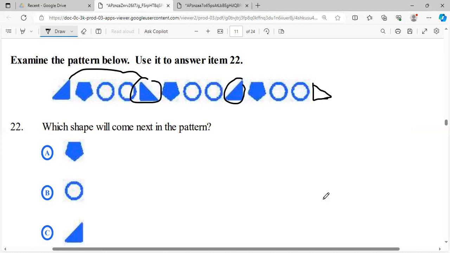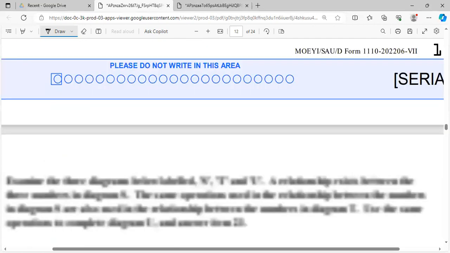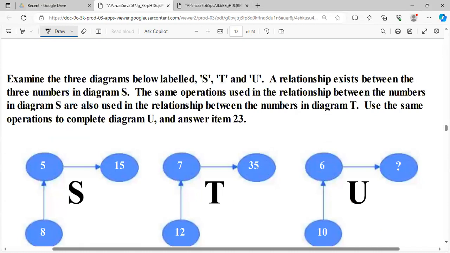So the front here. So that would be D. Let's move on to the next one. 23. Examine the three diagrams below, S, T, and U. A relationship exists between the three numbers in the diagram. The same operation used in the relationship between the numbers in diagram S is also used in the relationship between the numbers in diagram T. Use the same operation to complete diagram U and answer item 23.